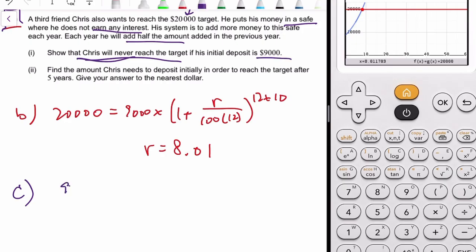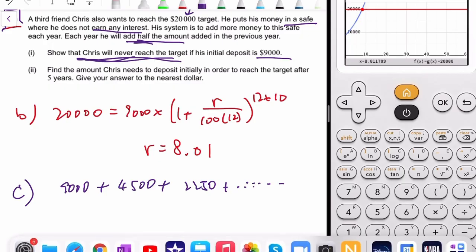So he'll start with 9,000. Then the next year he'll add half of that, so that's 4,500. Then the next year he would add half of that, which is 2,250. Now you probably realize this is a geometric sequence or geometric series because we're adding them up. Then you think, why would he never reach the target? What does the question mean by never? Well, it means even if you keep doing it forever, you'll never get 20,000. So it seems to be something to do with sum to infinity.